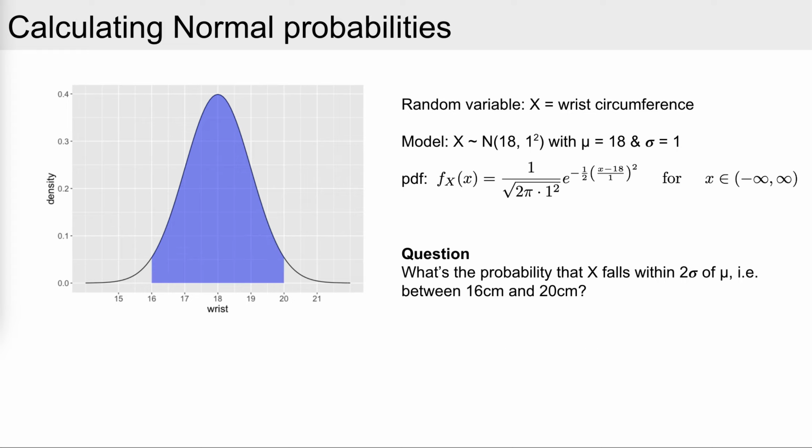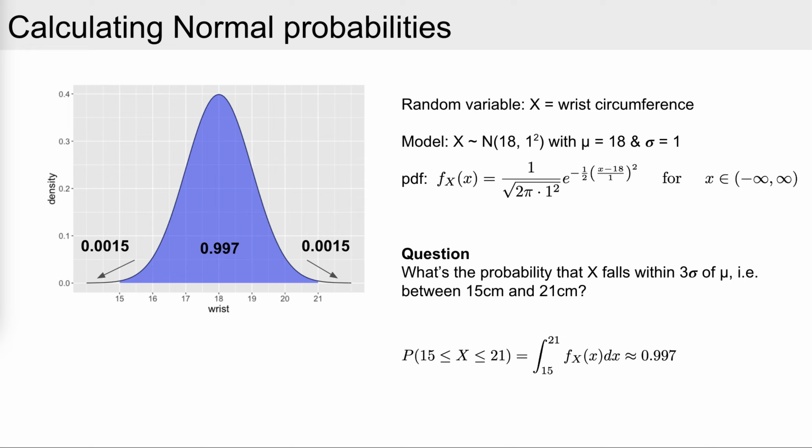Let's consider a wider range. What's the probability that a person's wrist circumference is within 2 standard deviations of the mean? That is, between 16 and 20 centimeters. Roughly 95% of people have wrist circumferences in this range, with 5% total falling outside. Bumping it out one last time, roughly 99.7% of people, or almost everybody, has wrist circumferences that fall within 3 standard deviations of the mean, that is between 15 and 21 centimeters.